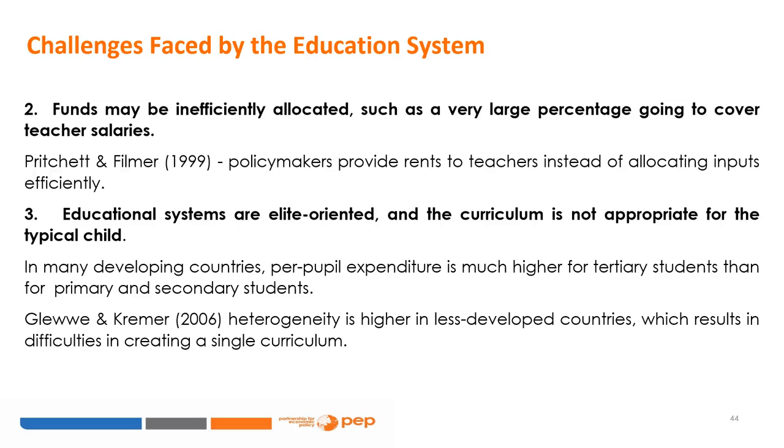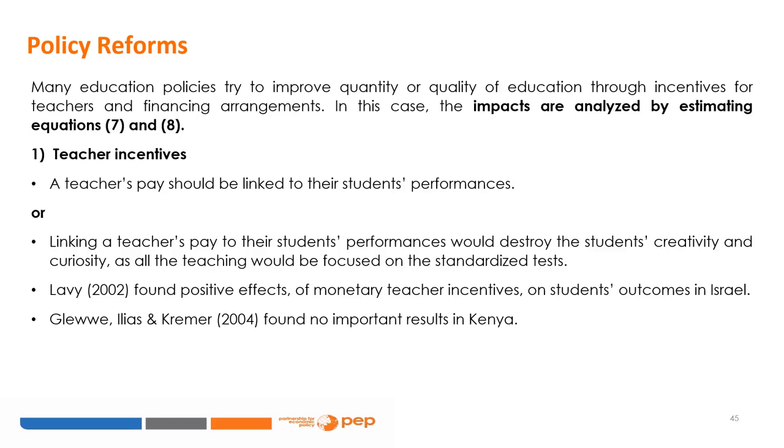A third issue is that educational systems are elite-oriented, and the curriculum is not appropriate for the typical child. Also, in many developing countries, per-pupil expenditure is much higher for tertiary students than for primary and secondary students. According to Glewwe and Kremer, 2006, in less developed countries, there is a much higher heterogeneity among students and teachers in enrollment, attendance, teacher absences, and educational backgrounds, which results in difficulties in creating a single curriculum appropriate for the whole population. Many educational policies try to improve quantity or quality of education through incentives for teachers and financing arrangements.